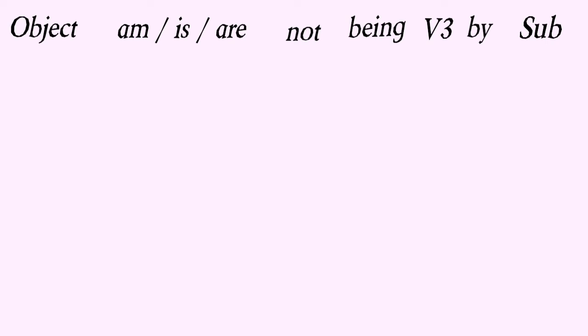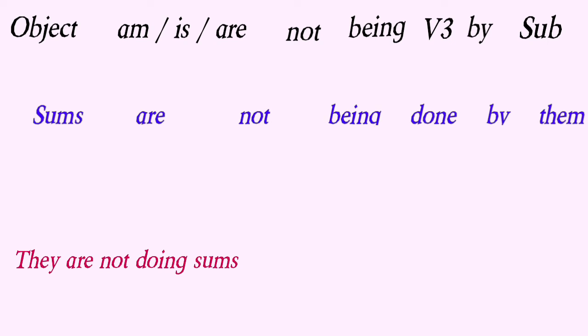Now third example, they are not doing sums. In the passive voice this will be, sums are not being done by them. In the object we are placing sums. In the am, is, are we are placing are because sums is in plural number. In the not we are placing not. In the being we are placing being. In the third form of the verb we are placing done. In the by we are placing by, and in the last, in the subject, we are placing them.